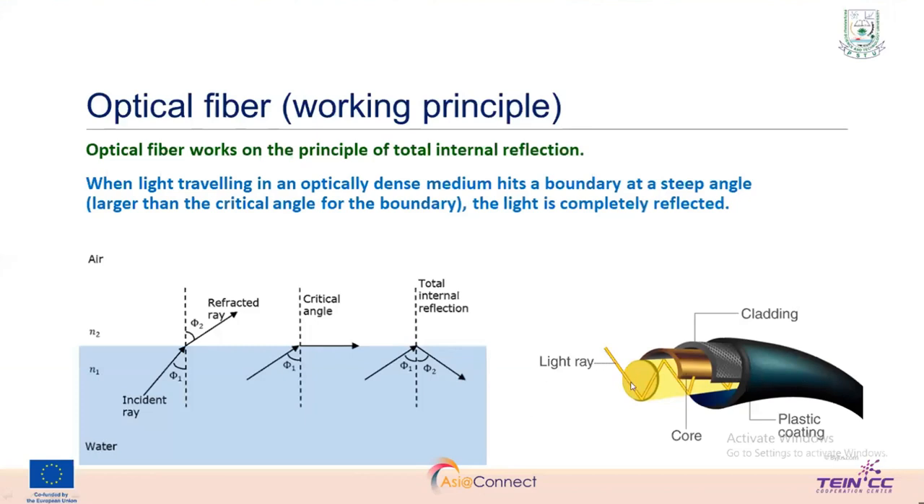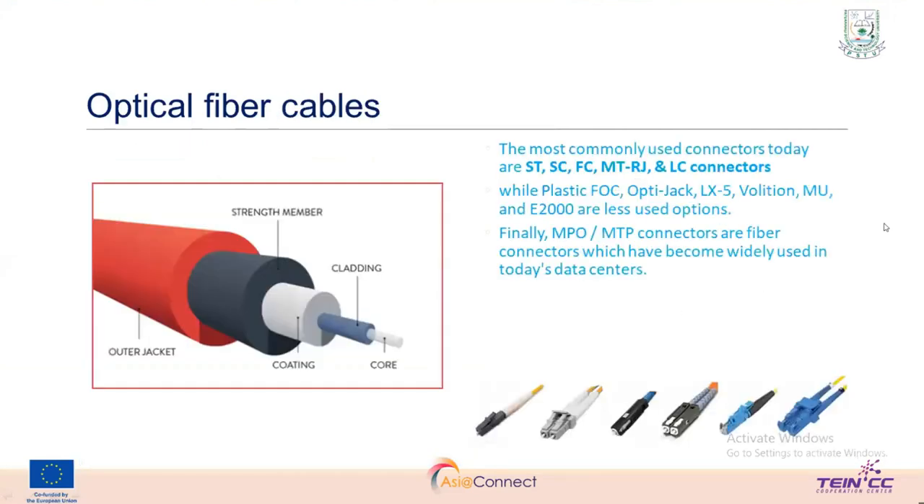Light rays are coming from a source. It travels from one part of the cable to another part by using total internal reflection. This is the core, which uses glass-like material, and it is enclosed by a cladding, and after that, a plastic-coated jacket. So it is the glass core, then cladding, coating, strengthening members, and outer jacket.